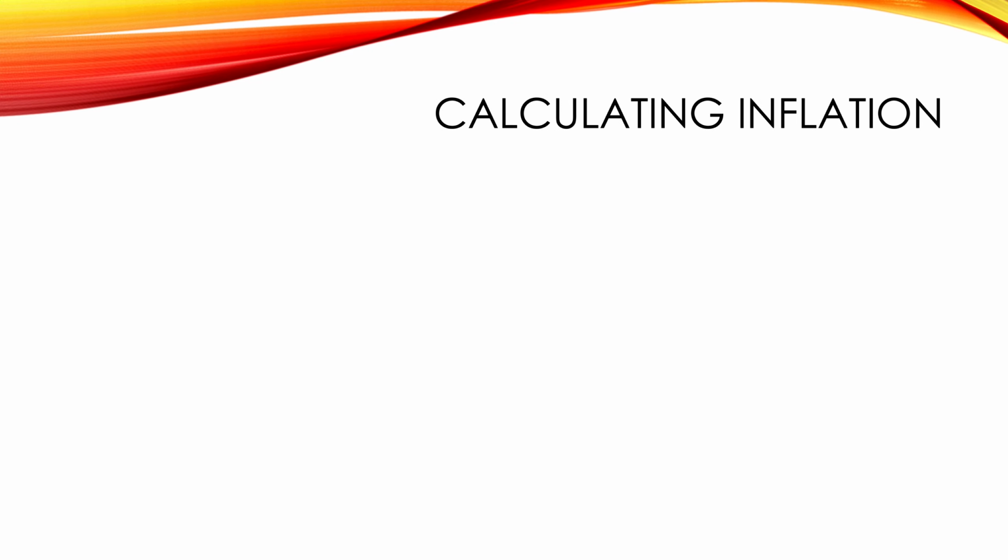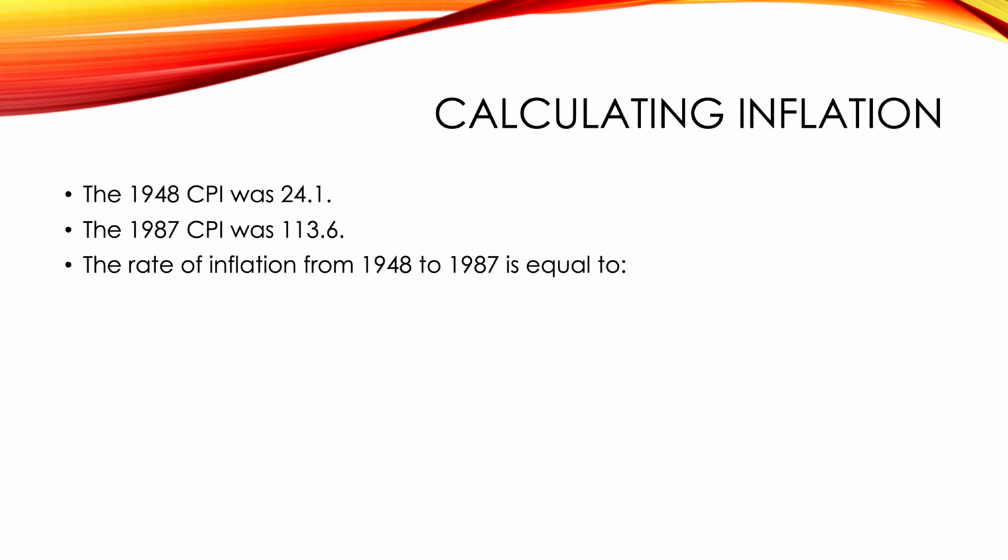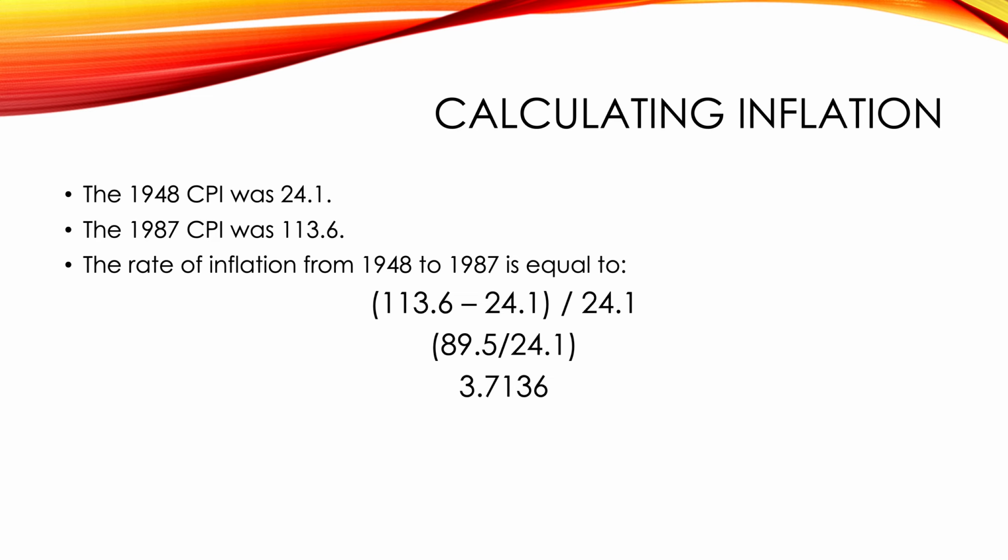Okay, calculating inflation rates. In 1948, the CPI was 24.1. In 1987, the CPI was 113.6. So what we're trying to figure out here is, between 1948 and 1987, what was the rate of inflation? Well, let's calculate. Our new value is 113.6. Our old value is 24.1. So 113.6 minus 24.1 is 89.5. Divide that by 24.1, and that's going to give you 3.71.